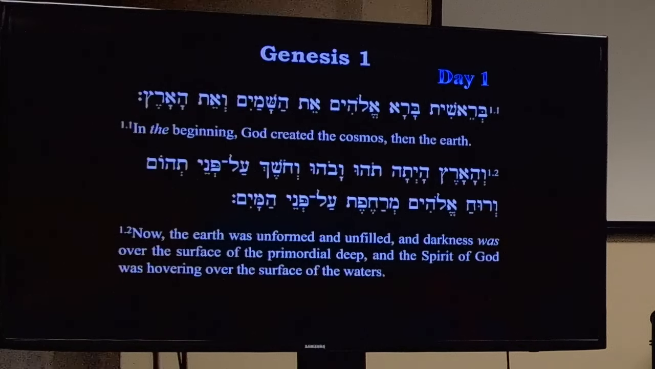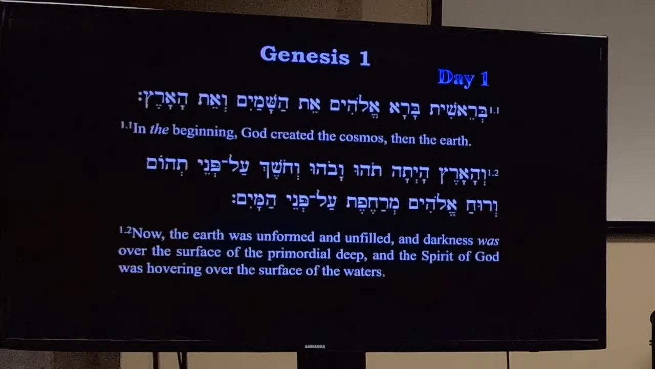What a beautiful thing. So, now verse 2, the earth was unformed and unfilled, and darkness was over the surface of the primordial deep, and the Spirit of God was hovering over the surface of the waters. Because I've left myself short on time, we're really going to fly over this at 30,000 feet, verse 2. But the idea is that God now is moving on, and now that he's drawn his backdrop, the universe, the black expanse of the universe, and he's drawn the most important thing on his canvas, which is the earth.